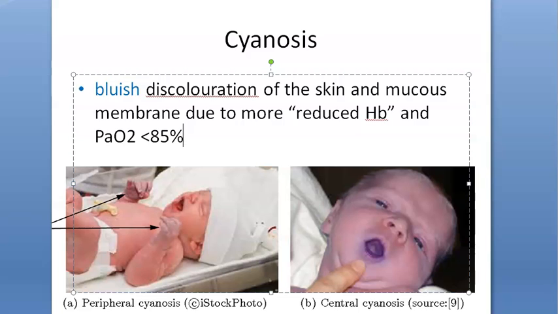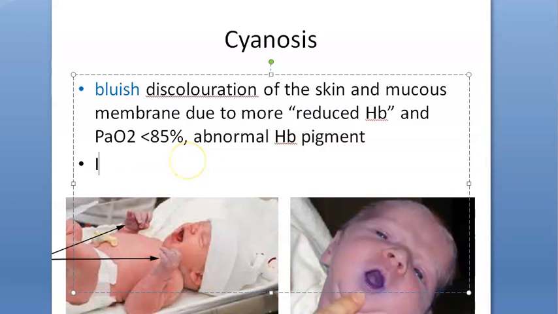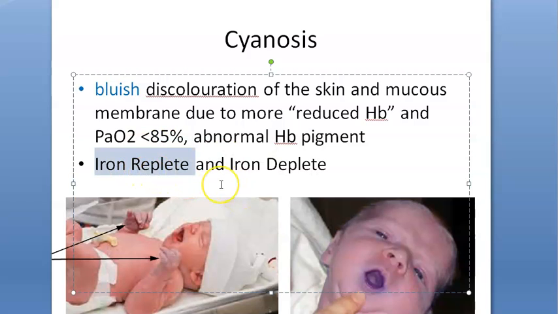Okay. Due to the presence of abnormal hemoglobin pigments in the blood. There are two types of cyanosis, iron replete and iron deplete. What is this iron replete? Compensated erythrocytosis. That means it is trying to make more blood as a compensation. Now what is iron deplete? The name itself says that there is less iron, is it?